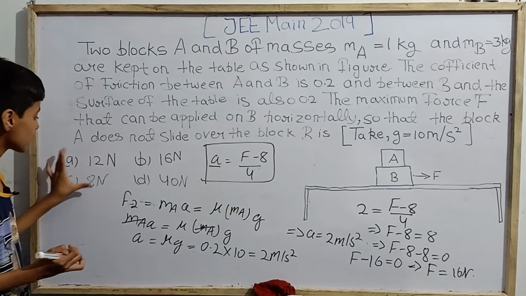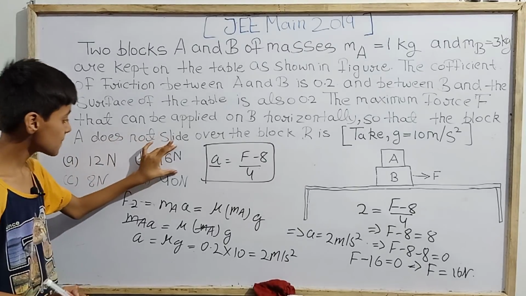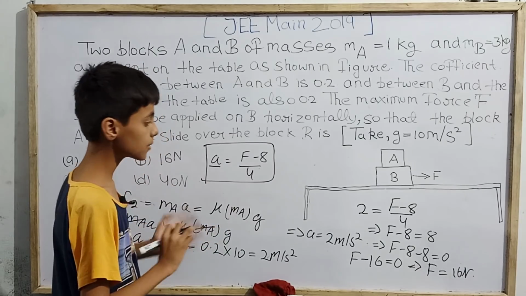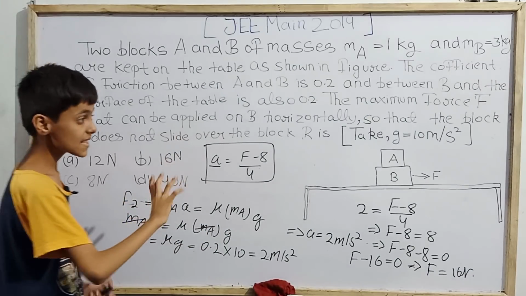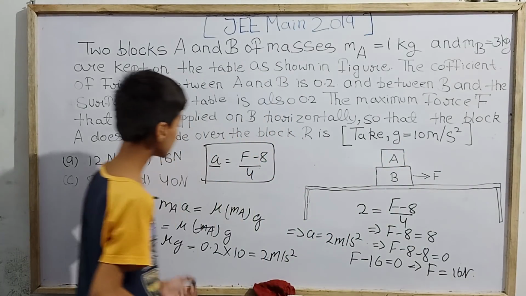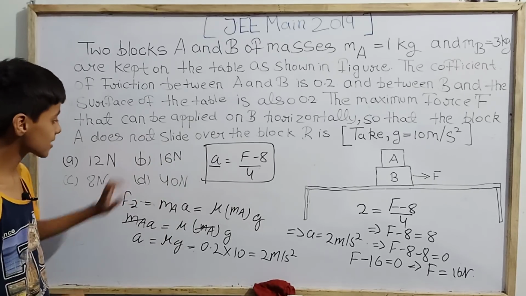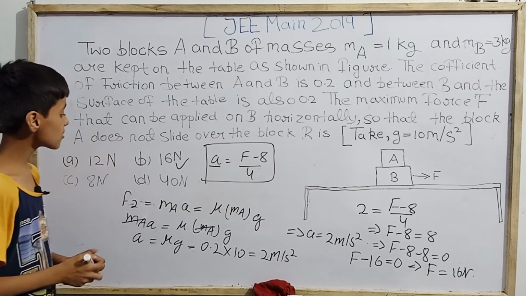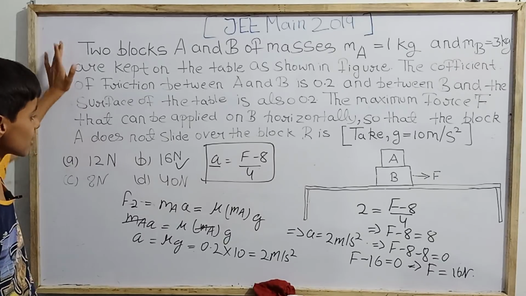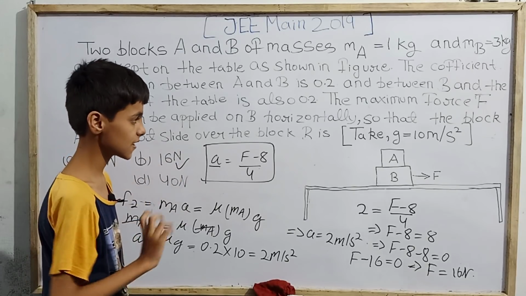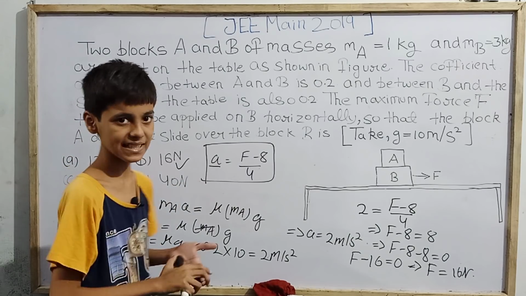So here in the options we have 12 newtons, 16 newtons, 8 newtons and 40 newtons. The F value we have got is the maximum value of F such that it can be exerted over block B and A will not slip from B. So here 16 newtons is coming. Of course it is coming, which means option B is correct. So in this question option B is correct, that is 16 newtons.